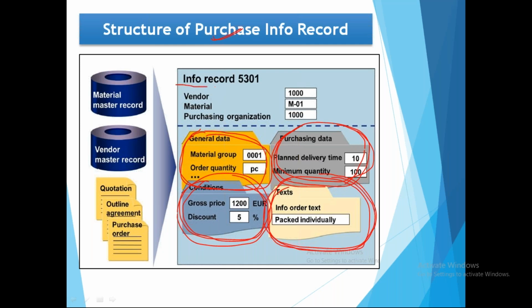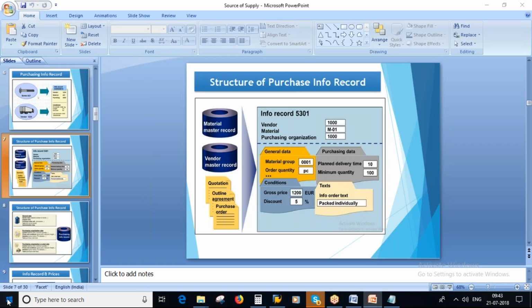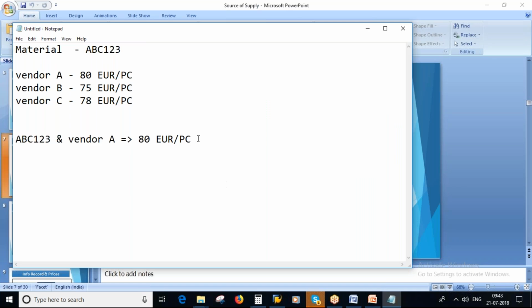Whenever you are creating a purchase info record, the system will read some data from the material master record and vendor master record and propose it, which you can overwrite. And you can even create a purchase info record by referring to a quotation, an outline agreement, or an already existing purchase order also. This I will show you at a later point of time. To create the purchase info record, the transaction codes are: ME11 is creation, ME12 is change, and ME13 is display.